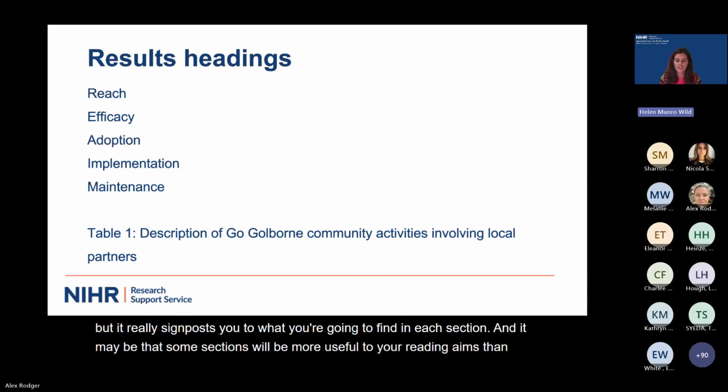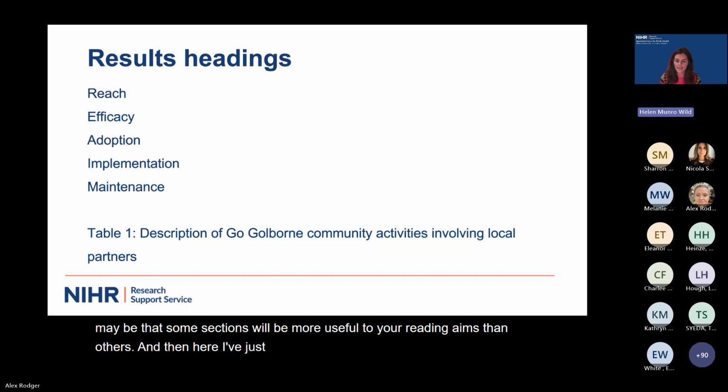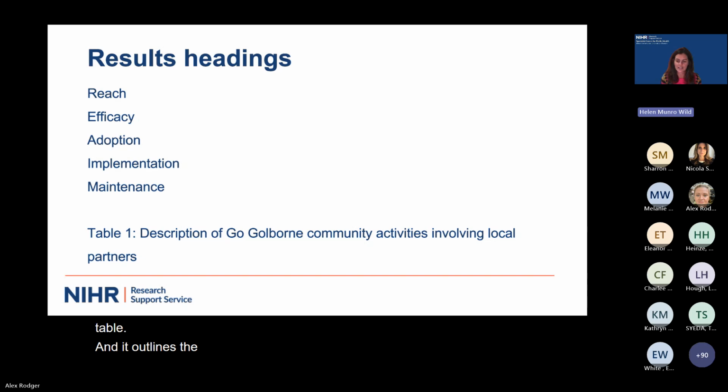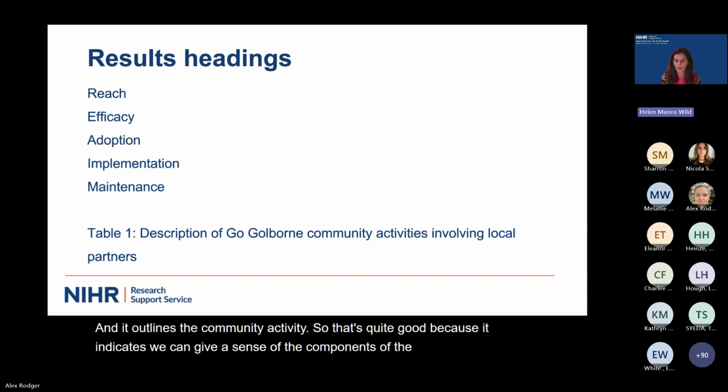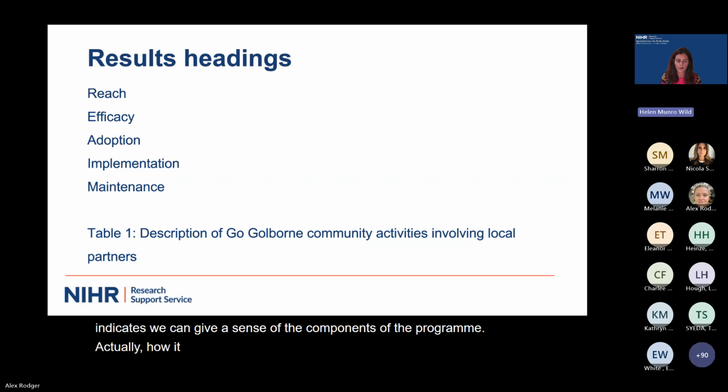And then here I've just included, so in this paper, there was just one table and it outlined the community activities. So that's quite good because it indicates that you can get a sense of the components of the programme and actually how it worked in practice.